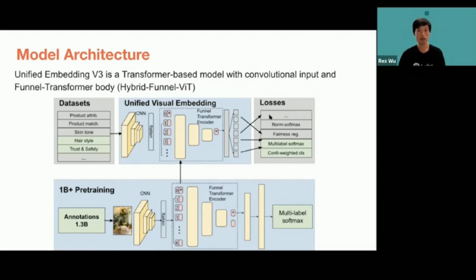Second, for the transformer body, we use funnel transformers that were introduced in NeurIPS 2020. In the original vision transformer, there's a constant number of tokens for all the transformer layers. But for funnel transformers, the deeper we go, the fewer tokens we have for the transformer layers. Empirically, we found that this model architecture works better for us.